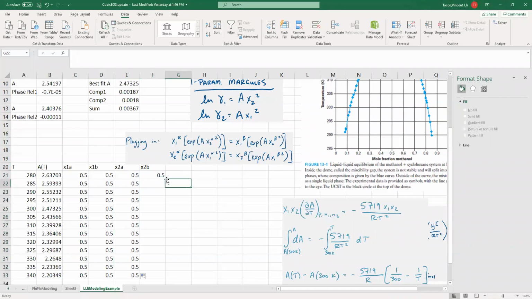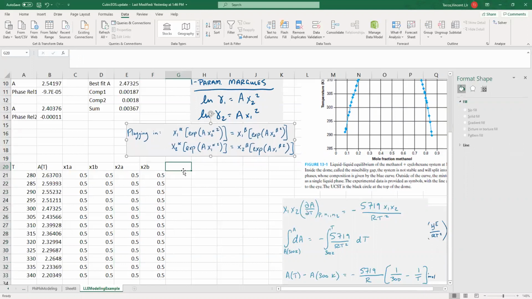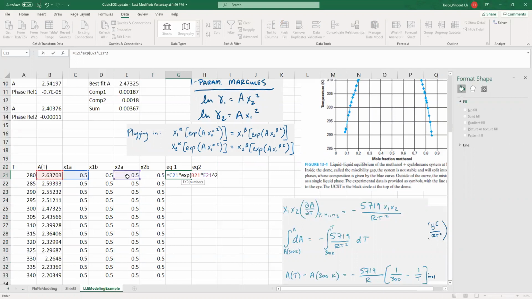Copy down. So I've got two equations here, the first equation and the second equation. Both have to be set to 0, so I'm going to do that by bringing one side over to the other, as I usually do. So X1 alpha times exponent of A times X2 alpha squared.